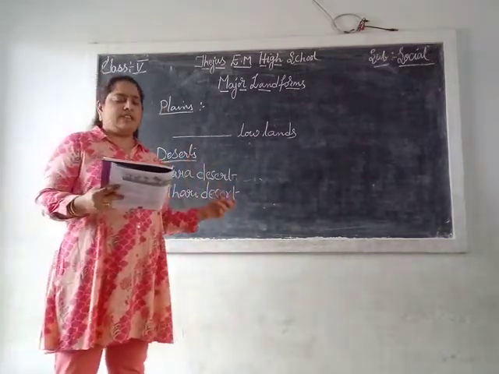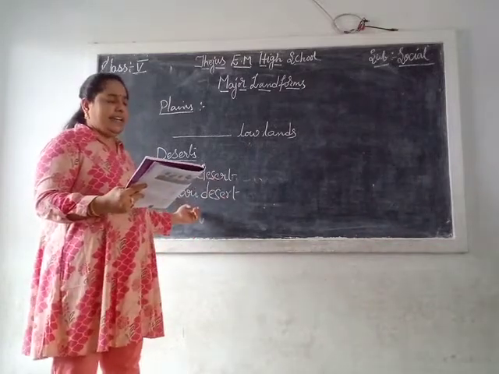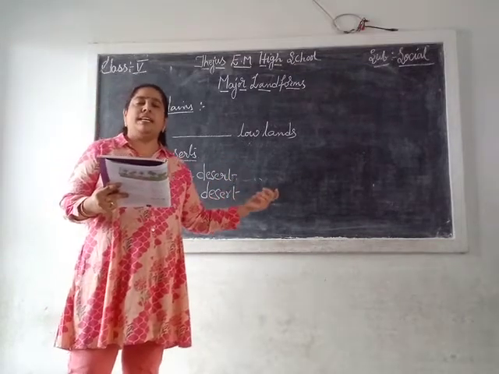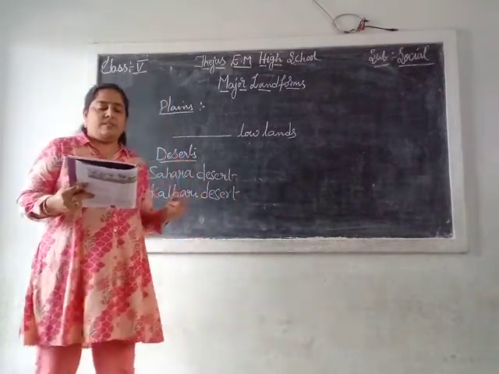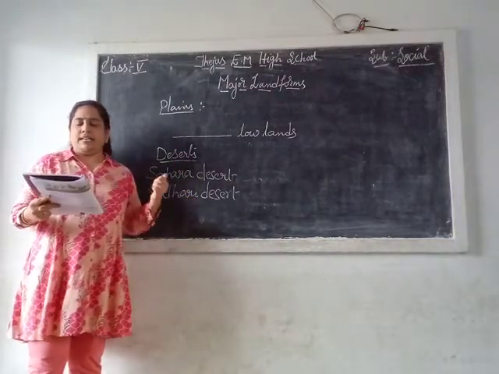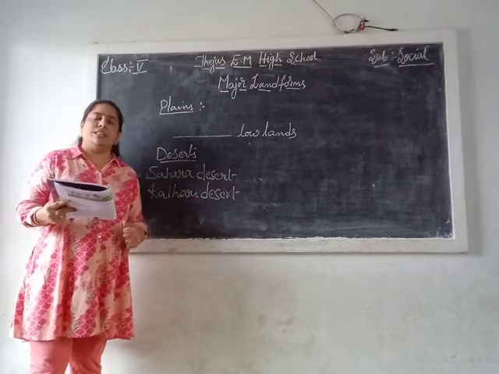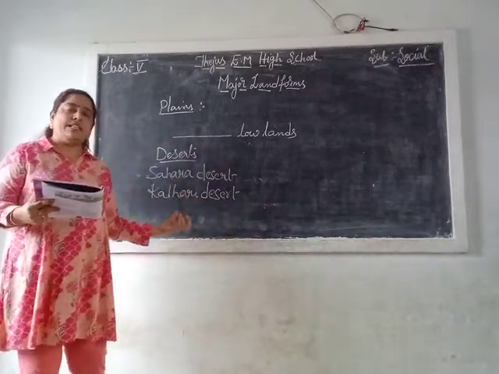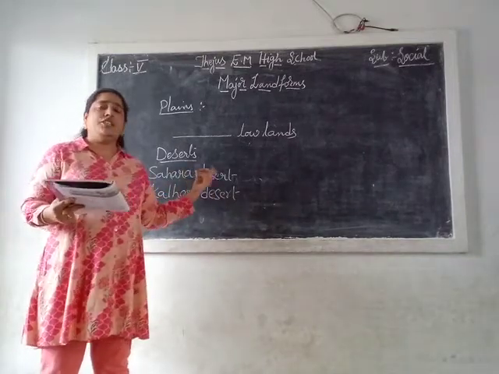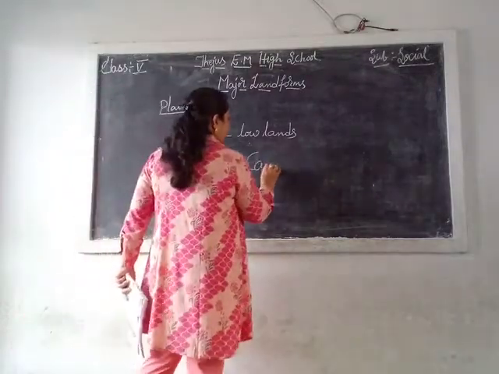Some examples of deserts are the Sahara Desert and Kalahari Desert in Africa, the Great Sandy Desert and Great Victoria Desert in Australia, the Thar Desert and the Arabian Desert in Asia, and the Atacama Desert and Patagonian Desert in South America. In the desert, the camel is called the ship of the desert.